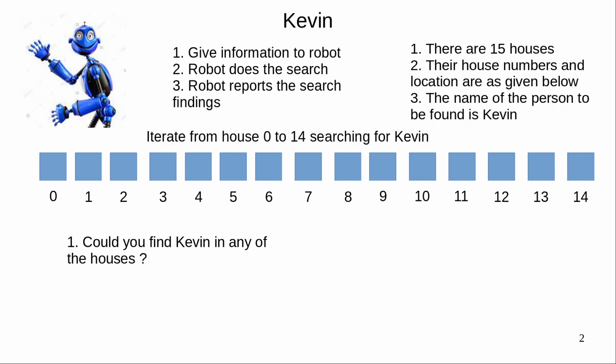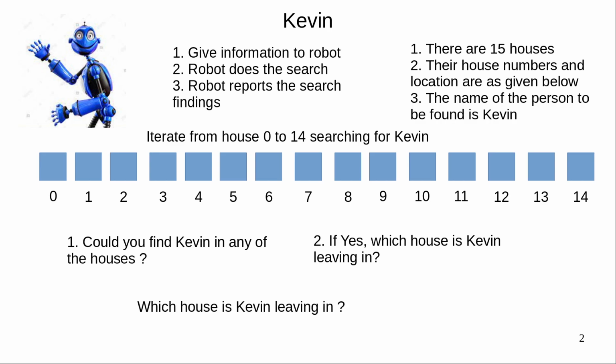But if the robot tells you that yes, Kevin is there in one of the houses, then the next question that you can ask is, which house is Kevin living in? To this, the answer could be a number between 0 and 14. So here what you have to think is, can you directly ask the robot which house Kevin is living in? The robot has conducted the search and the robot has come back. Can we ask the robot which house Kevin is living in?